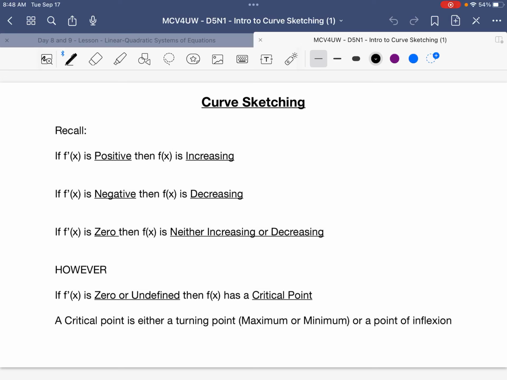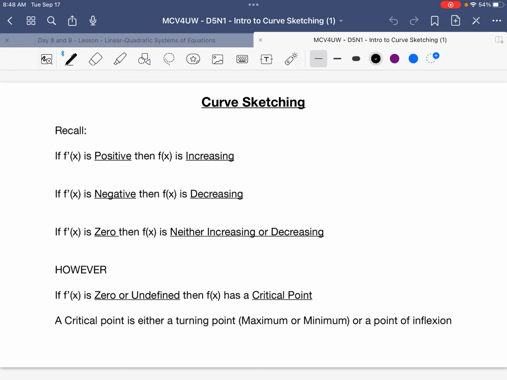Alrighty, we're going to be talking about curve sketching today, as well as a little bit on concavity and what second derivatives mean in terms of our function. Looking back at things we've talked about, if our first derivative is positive, that means we have a positive slope, so our function is increasing. And if it's negative, we have a negative slope, so our function is decreasing.